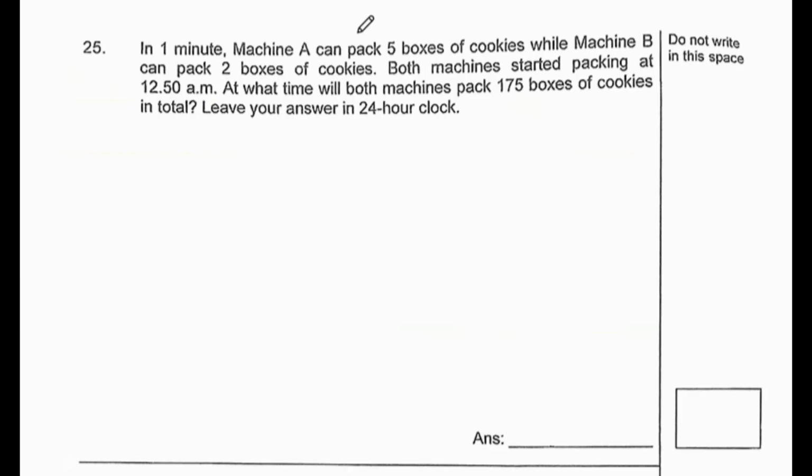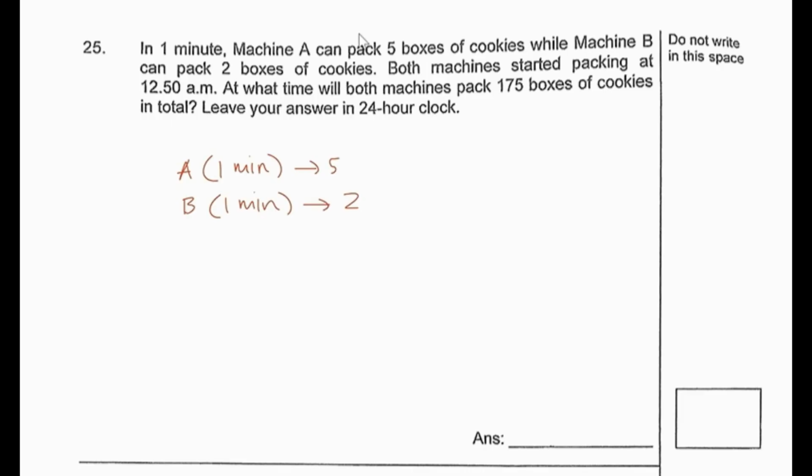Question 25. In 1 minute, machine A can pack 5 boxes of cookies, while B can pack 2 boxes of cookies. Both started packing at 12:50 a.m. At what time will both pack 175 boxes of cookies in total? Leave your answer in 24-hour clock. Okay, so let's write down in 1 minute first. A in 1 minute, 5 boxes. B in 1 minute, 2 boxes.